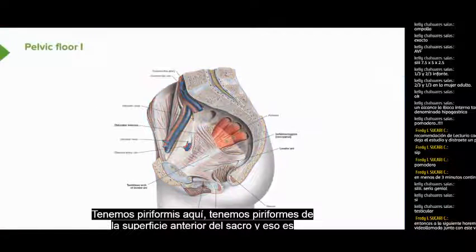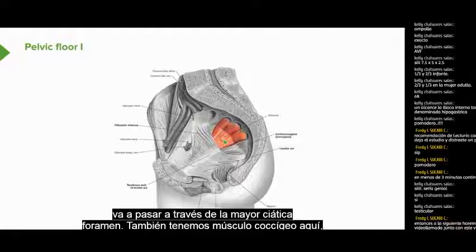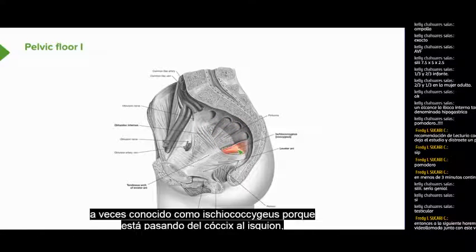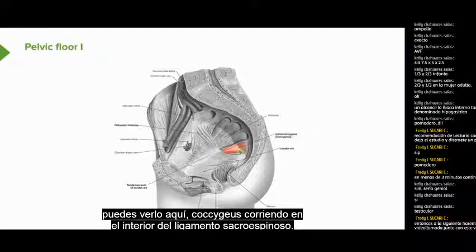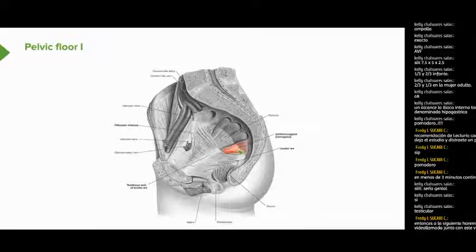We have piriformis here, from the anterior surface of the sacrum, and that's going to pass out via the greater sciatic foramen. We also have coccygeus muscle here, sometimes known as ischio-coccygeus, because it's passing from the coccyx to the ischium. We can see that here. Coccygeus, running on the inside of the sacrospinous ligament.